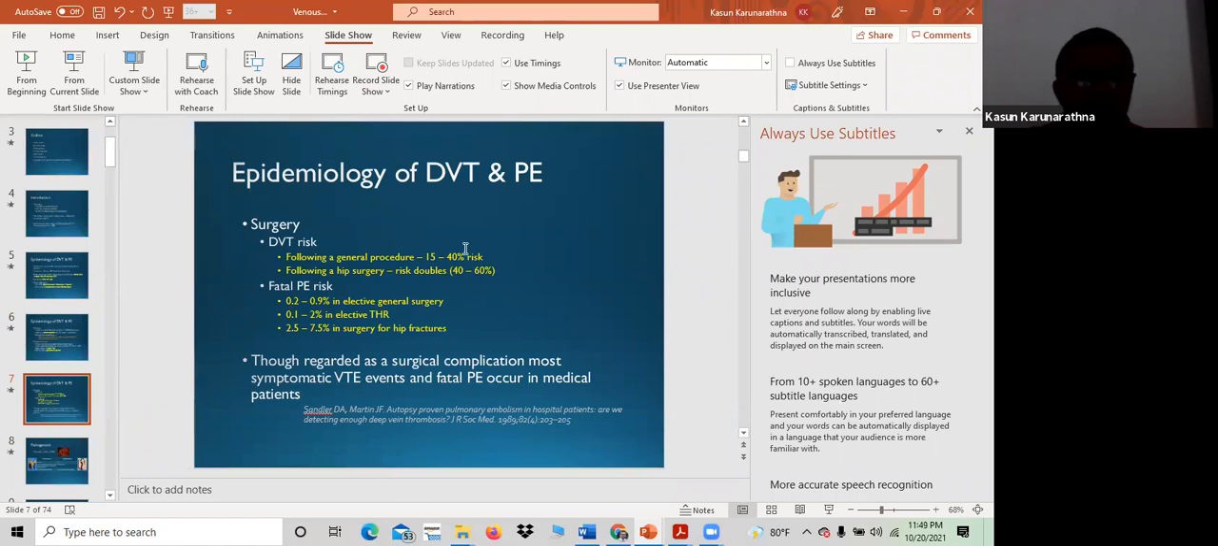After surgery, DVT risk is 15 to 40%. After general surgery, risk is double, right? Fatal pulmonary embolism risk is 0.2 to 0.9% in elective surgery, 0.1 to 0.2% in elective total hip replacement, and 2.5 to 7.5% in surgery for hip fractures. Though regarded as a surgical complication, most symptomatic venous thromboembolism events and fatal pulmonary embolism occur in medical patients.